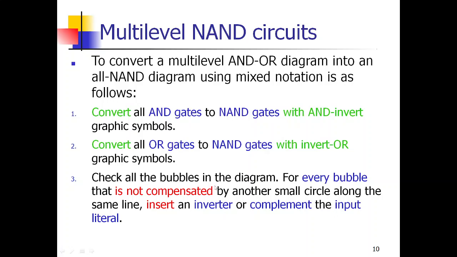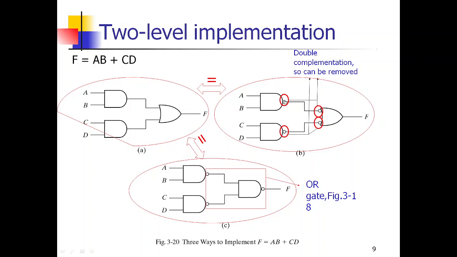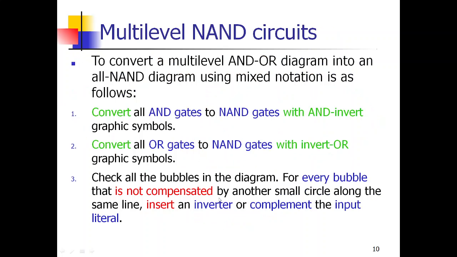So we have to check with the bubbles in the diagram. If there are two bubbles, then we can say it gets compensated. See here in this previous diagram we have discussed this. So here is a bubble, here is a bubble. So for these two bubbles, it gets compensated. Okay. So if it is not compensated like that, we have to add a small circle along the same line.